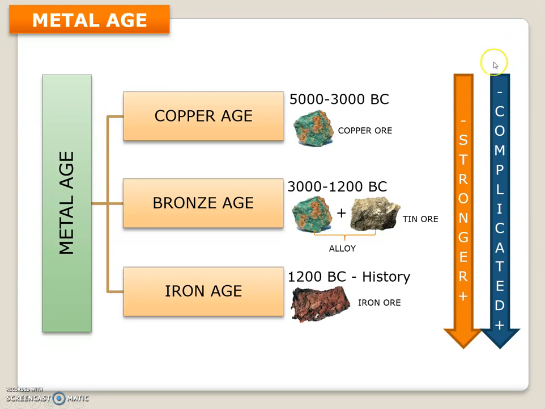If you can see here, we evolve from a very soft metal to a stronger one. Copper was softer than bronze and bronze softer than iron. And the technology used to get this metal is less complicated here and very complicated here because iron needs a lot of heat to get melted.